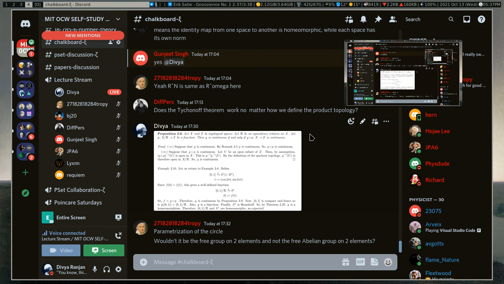So Gauss asks, wouldn't it be the free group on two elements and not the free abelian group on two elements? I think it would be the free abelian group. You need the commutativity.